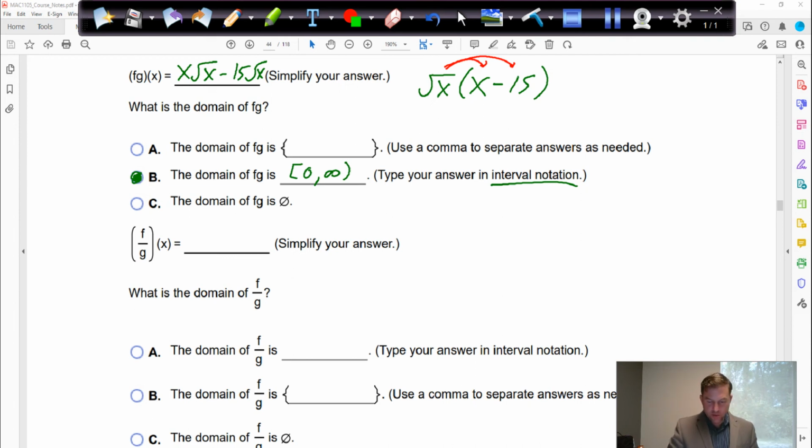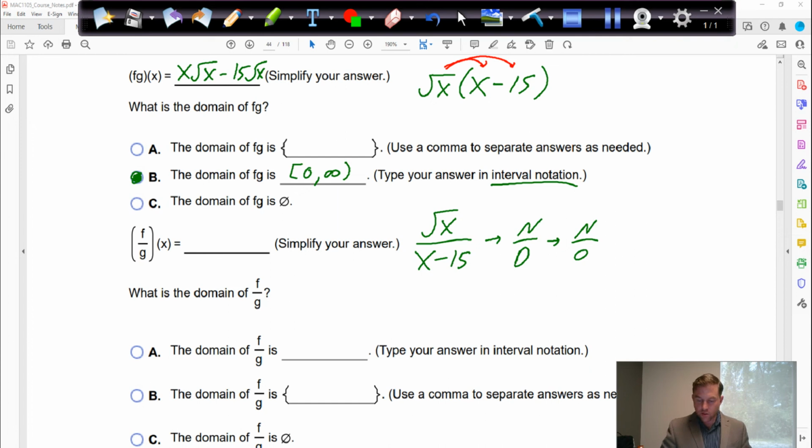Okay, now for the division, it's f over g. So we have square root of x on top, and we have x minus 15 on bottom. Now we have division, so we have to make sure that this never becomes numerator over 0. So we're going to set x minus 15 equal to 0 and solve. Well, it's pretty easy. Add 15 to both sides. When x equals 15, we're going to get divided by 0. So we're going to restrict it. We're going to say x should not equal 15.